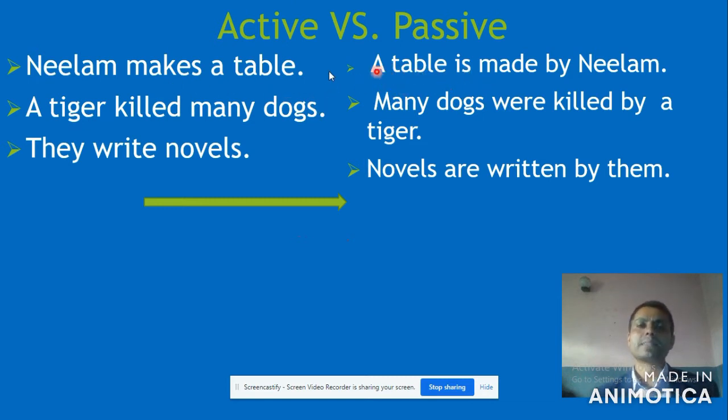Under the simple tense category, if there is simple present, you have to use either is, am, or are. If the sentence is in simple past tense, you have to use either was or were. If the subject is singular, you should use was. If the subject is plural, you should use were. So here it is: many dogs were killed by a tiger. Here, novels are written by them. Here they write novels, this is simple present tense, so novels are written by them.